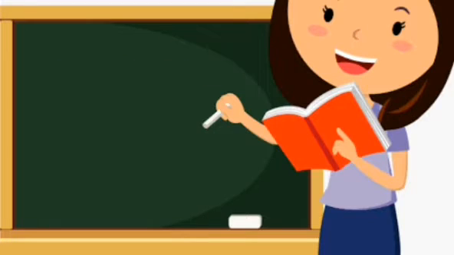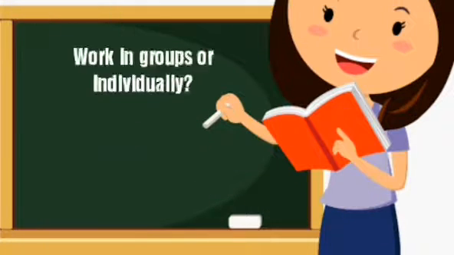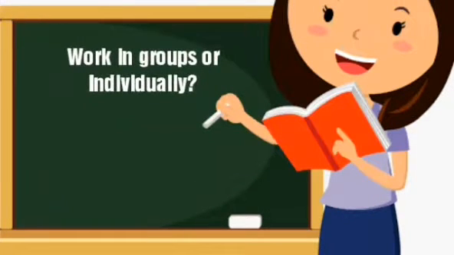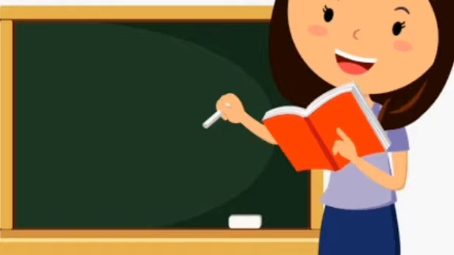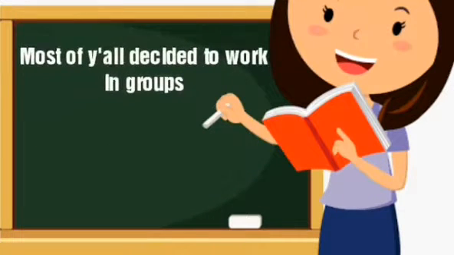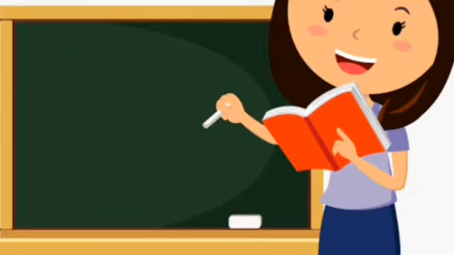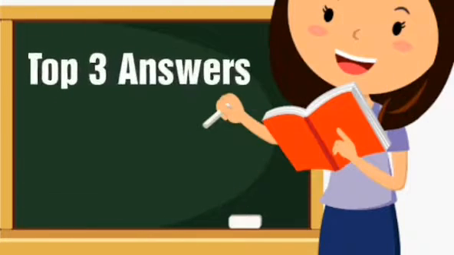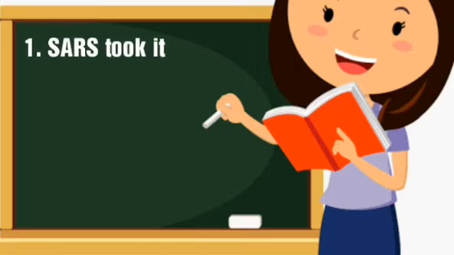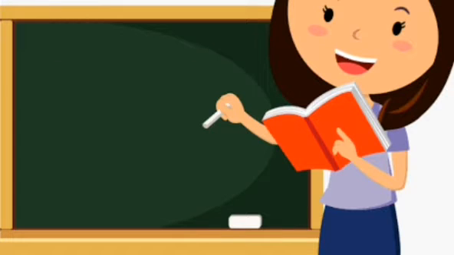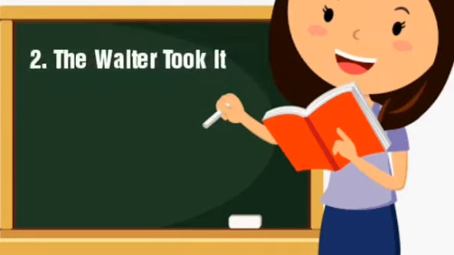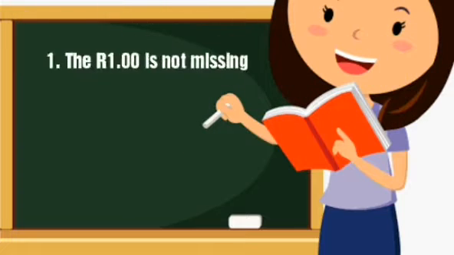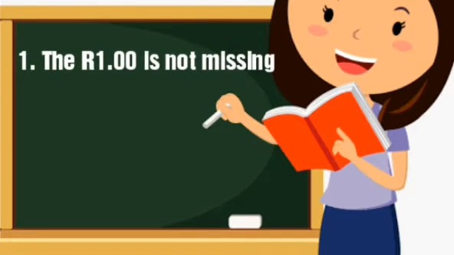Alright, so to solve this problem, I permitted you, my fellow Ideal Teachers, to pair up with whomever, or you could just do it individually. Most of y'all chose to work with your peers in order to solve it, and the minority actually solved it individually. Anyways, these were the top 3 answers. Number 3, SARS took it. Number 2, the waiter took it. Number 1, there's no 1 rand missing, just wrong bookkeeping, wrong calculations.